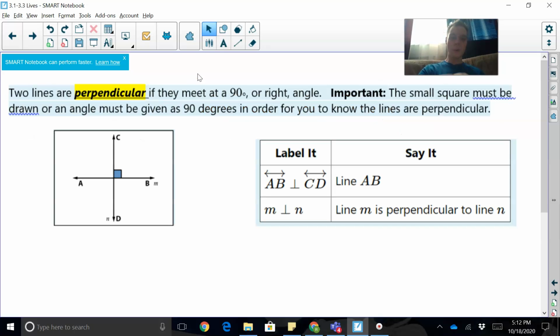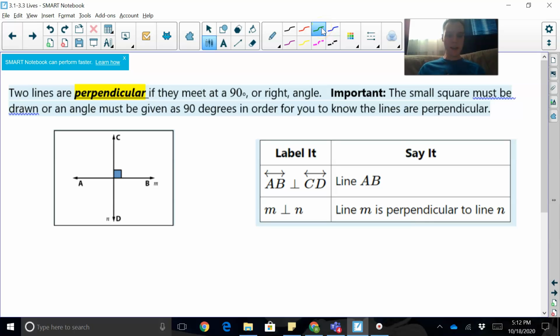Okay, a couple quick vocab words for you. Two lines are perpendicular if they meet at 90 degrees, or a right angle. Important: the small square must be drawn, or an angle must be given as 90 degrees, in order for you to know the lines are perpendicular. Here, I tell you that it's a right angle. You cannot assume it is a right angle. If that right angle is not there, then they look perpendicular, but you cannot assume that they are.